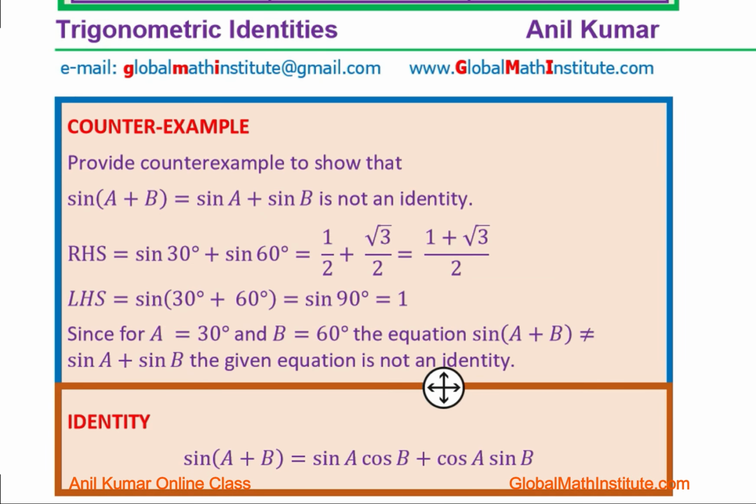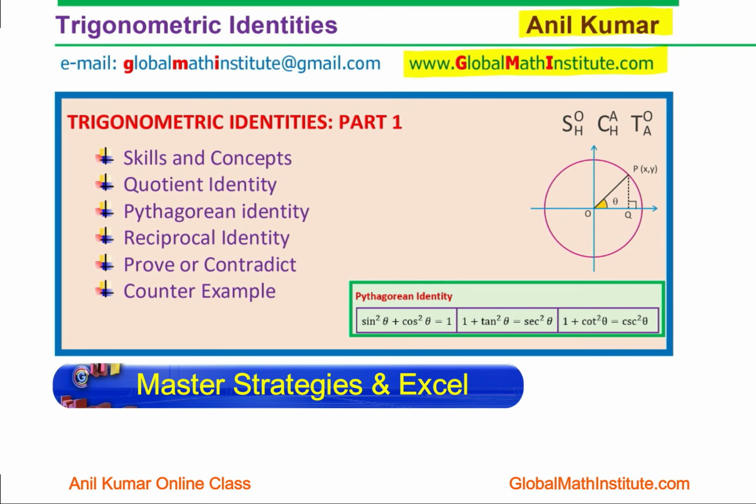So here is the calculation done for you. What exactly I was trying to show you. So sine 30 and sine 60, if you add these values, it is 1 plus square root 3 over 2. But sine 90 is actually 1. Since the left side is not equal to the right side, it is not an identity. Perfect. So with that, we have come a long way understanding all these concepts, right?